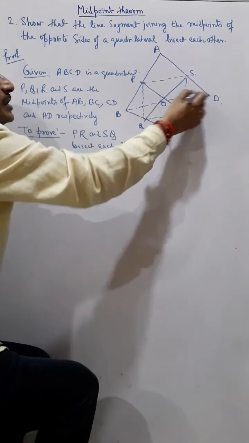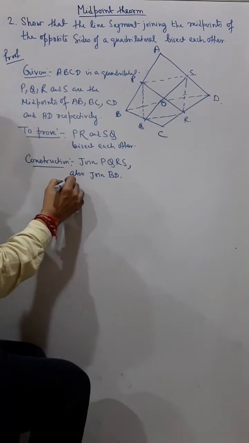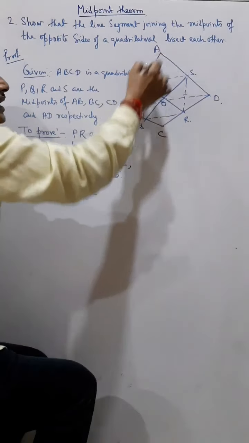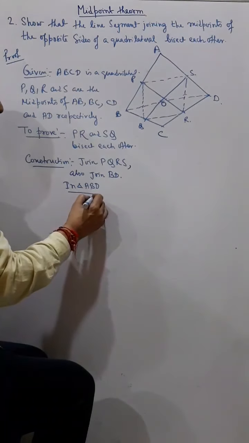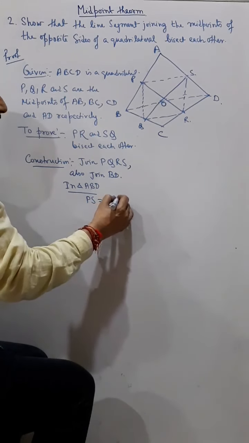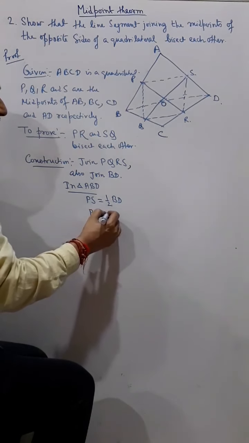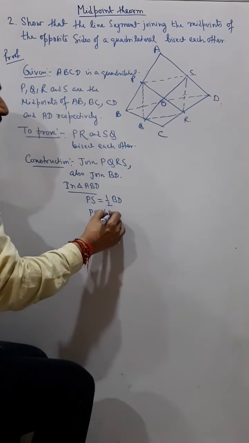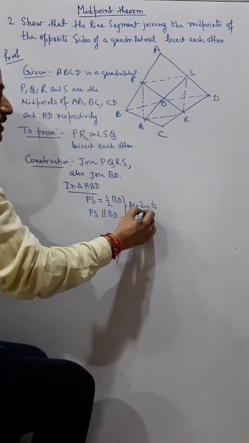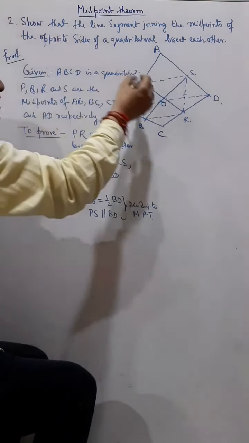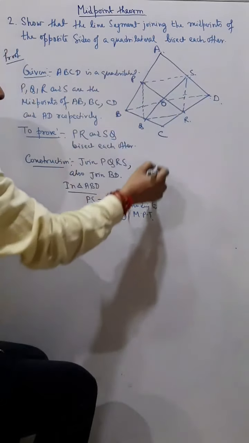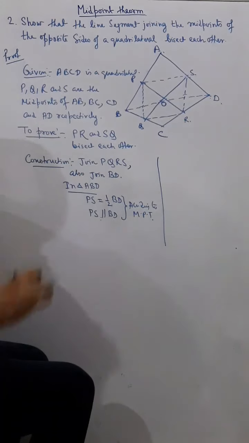So understand, we have joined BD. Now first we'll say in triangle ABD. Now in triangle ABD, I can simply say that PS is equal to half of BD, and PS is parallel to BD. So that is, according to midpoint theorem, because P is the midpoint of AB and S is the midpoint of AD, so I can say PS is half of BD and PS is parallel to BD.